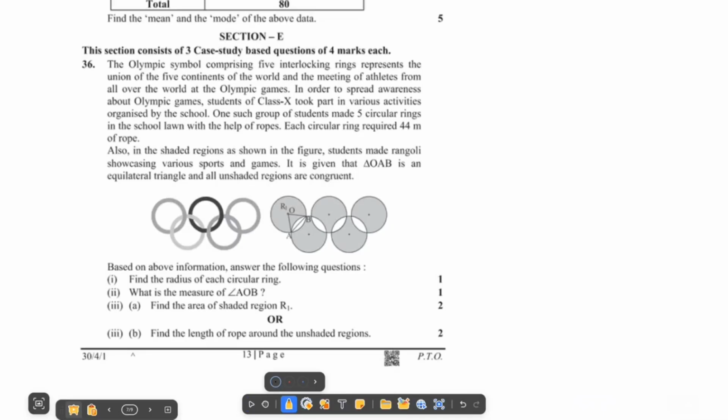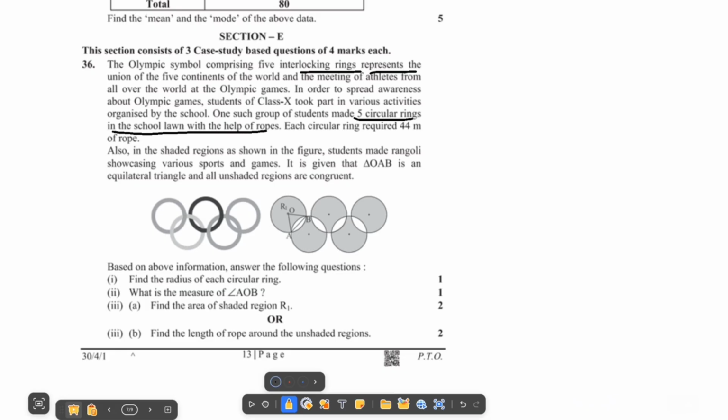So the next question is case based question 36. The Olympic symbol comprising 5 interlocking rings represents the union of 5 continents of the world and the meeting of athletes from all over the world at the Olympic Games. In order to spread awareness about Olympic Games, students of class 10 took part in various activities organized by the school. One such group of students made 5 circular rings in the school lawn with the help of rope.